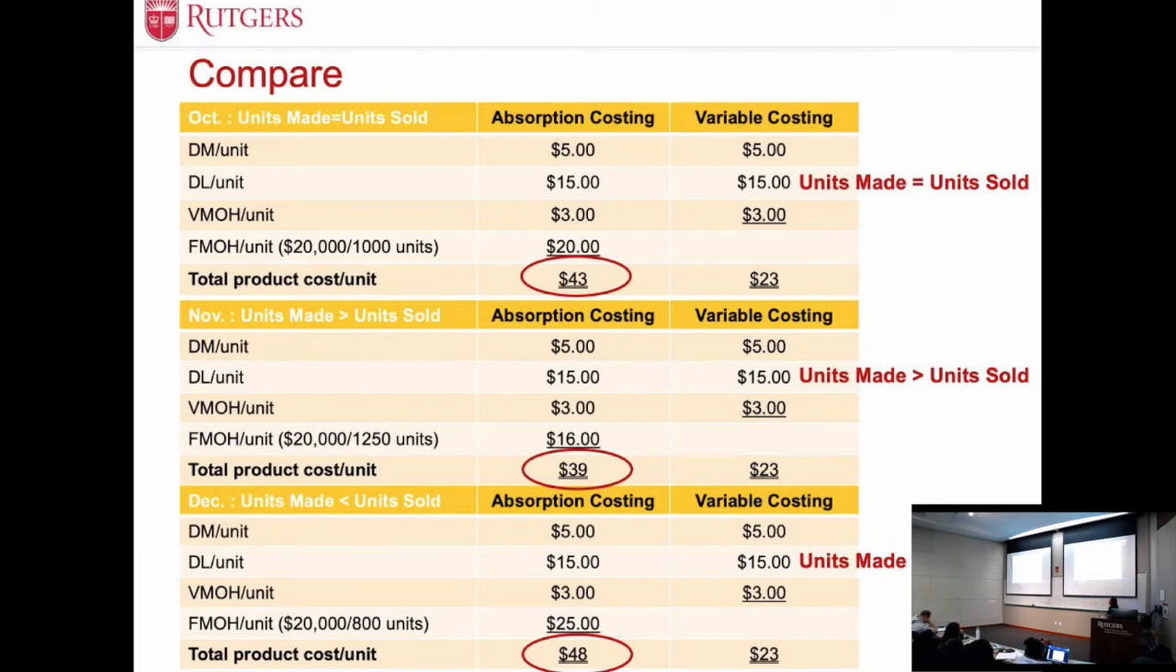So the observation is that compared to the situation where the two units are the same, right? So if we made more than we sold, because the unit fixed overhead will be decreased, right? So the unit production cost under this scenario is the lowest. However, if we produce less than we sold, right? So the fixed overhead is allocated to less amount of products. So the unit fixed cost is the highest, right? So that leads to the highest unit production cost per unit.